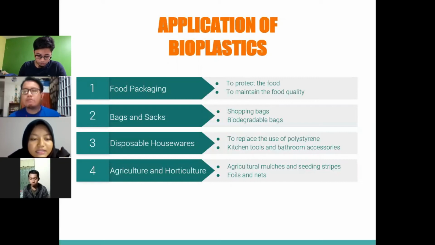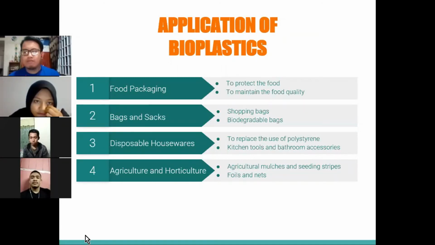And the last one is agriculture and horticulture. Examples of the use of bioplastic in agriculture are agricultural mulches and seeding strips. It is used to give the new seedlings a head start in the spring, and it also helps reduce evaporation and conserve moisture. The next example is foils and nets. It is used in the farming of mushrooms and the coating of trees. And the last one is that it helps to secure freshly created slopes.